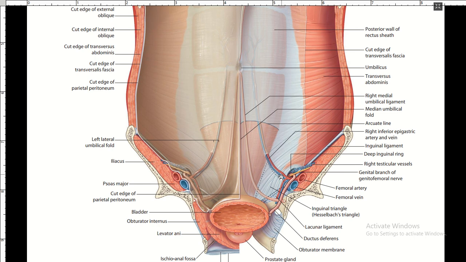Note an important point. When the lateral umbilical fold is cut, it bleeds, which means it has live arteries and vein. But all of these, if they are cut, they don't bleed. This one is obliterated, obliterated, obliterated. But this one, it's alive. So if the lateral umbilical fold is cut, it bleeds. That is true.